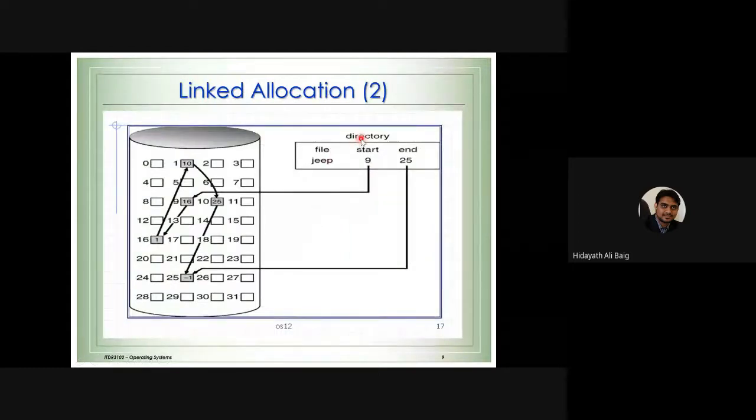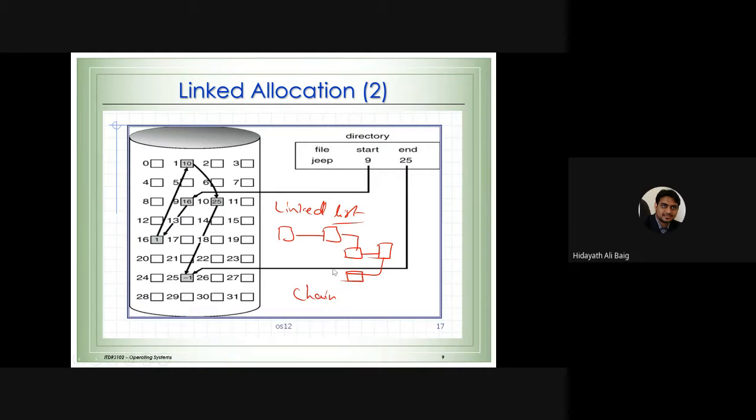Okay, now in the directory, what do we store? The name of the file, the starting block, and the ending block. And in the middle, each block will have a link. You remember the linked list in data structures? It's the same concept. One block is connected to the next block. This block is connected to another block, and this block to another block, like a chain, or we call it a linked list.